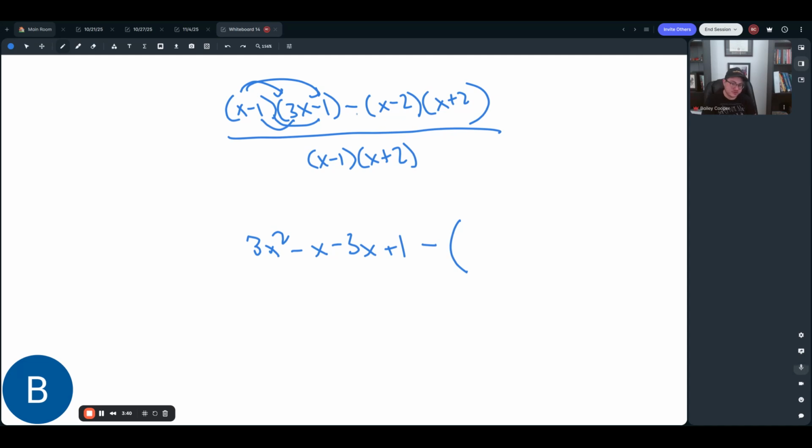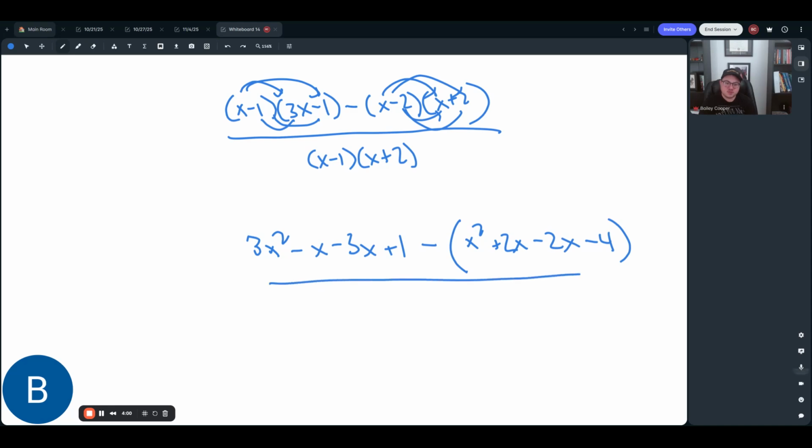So I'm going to save it for later. And I'm just going to leave that minus there for now. And I'm just going to work these guys out and just make sure to put that in parentheses. So that's going to be x squared, plus 2x, minus 2x, and that's going to be minus 4. Okay, and we're still all over our big denominator here.